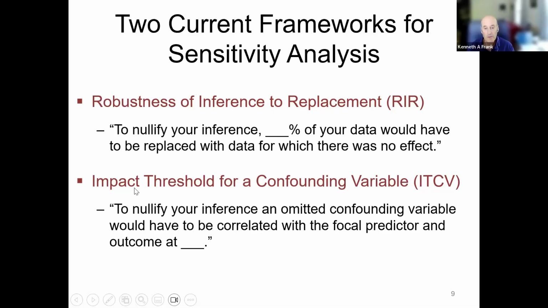The second framework is the impact threshold for a confounding variable, the ITCV. And there we'd say, to nullify your inference, an omitted confounding variable would have to be correlated with the focal predictor and the outcome at some level. This second approach is closer in spirit to what Cornfield did and what Rosenbaum was quoting.